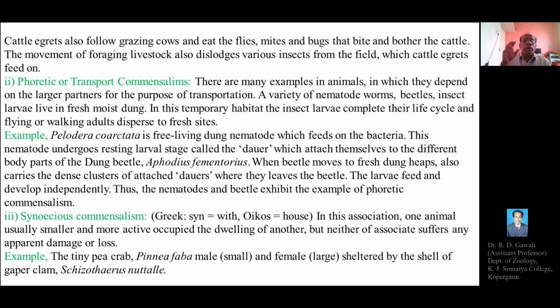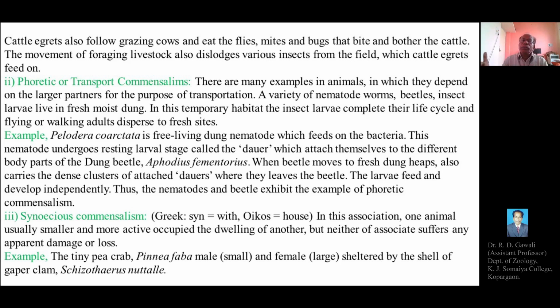Means the free-living dung nematode, Pelodera correctata, feeding on the bacteria, undergoes its resting larval stage called dauer, which remains attached to the body parts of the dung beetle. So the dung beetle here serves as a host. The dung beetle Aphodius fimetarius serves as a host for the transportation of the dung nematode, and the larvae of the dung nematode are carried by the body parts of the dung beetles.